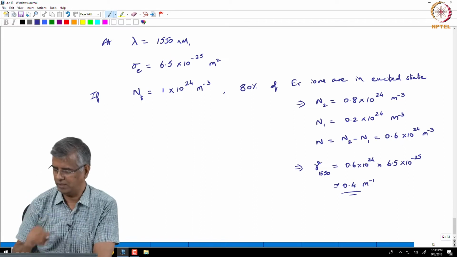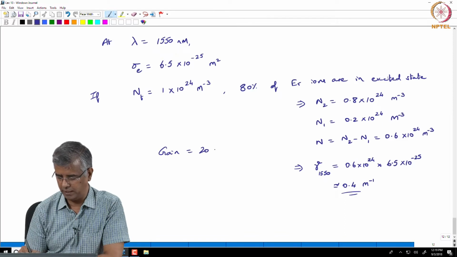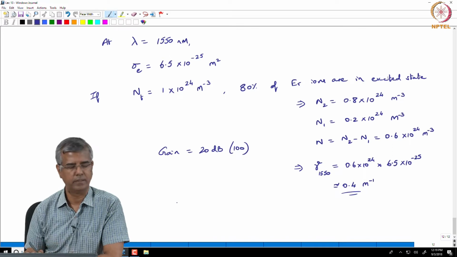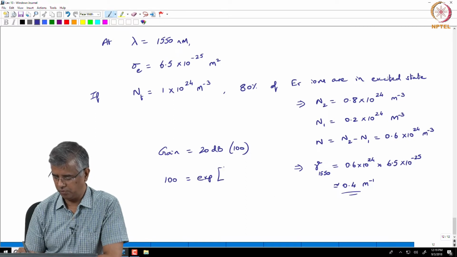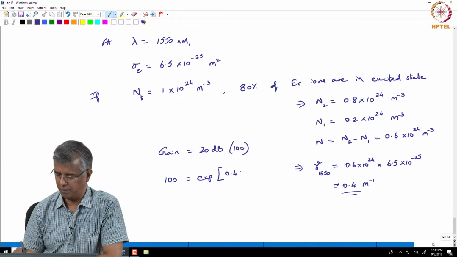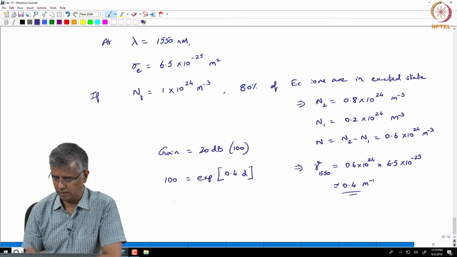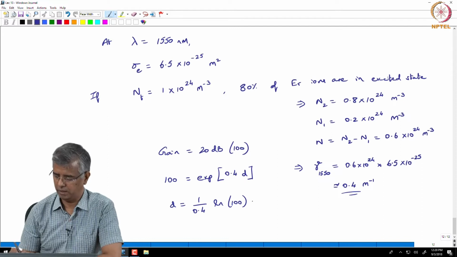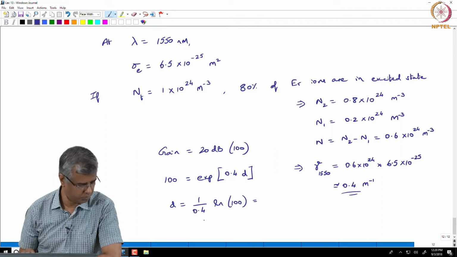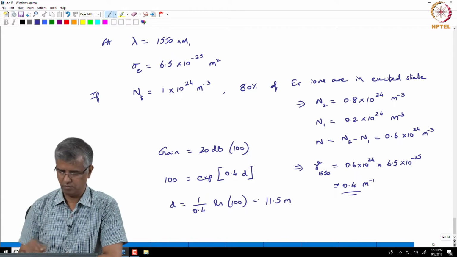The length of the amplifier, right. So, what we are told is that the gain required is 20 dB, which is a factor of 100, right. So, we can say that 100 equals exponential of 0.4 multiplied by the distance d for the amplifier, or in other words d is going to be given by 1 over 0.4 ln of 100, right, and if you substitute, ln of 100 is about 4.56 or something like that. So, if you substitute those numbers, what you will find is it's about 11.5 meters.